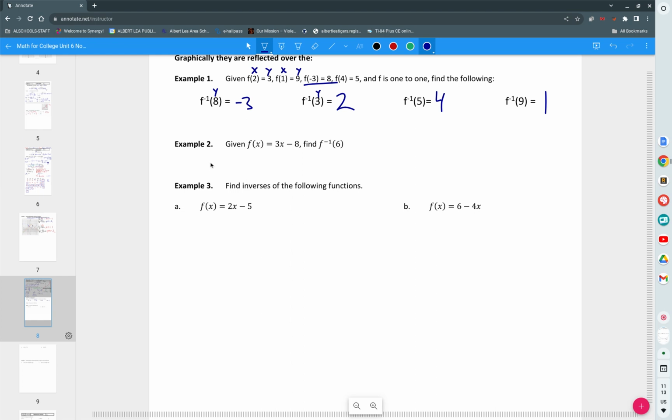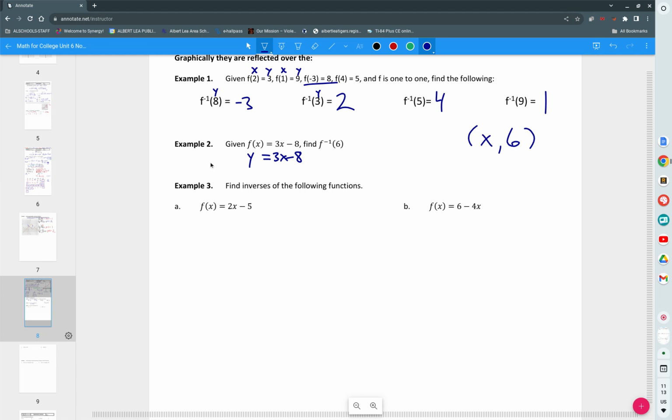Let's change it up just a little bit. It says given f of x is 3x minus 8, or in other words, y equals 3x minus 8. F of x and y can be interchangeable. It's asking us to find f inverse of 6. We don't have a coordinate in this situation. But we do know for our coordinate, it says f inverse of 6. Does that mean 6 is the x value or 6 is the y value? Y. 6 is the y value. You are trying to find the x value.